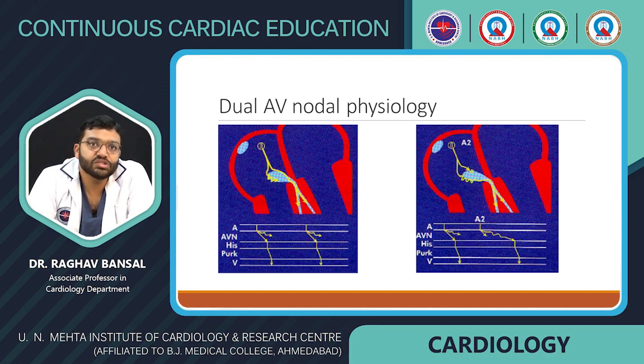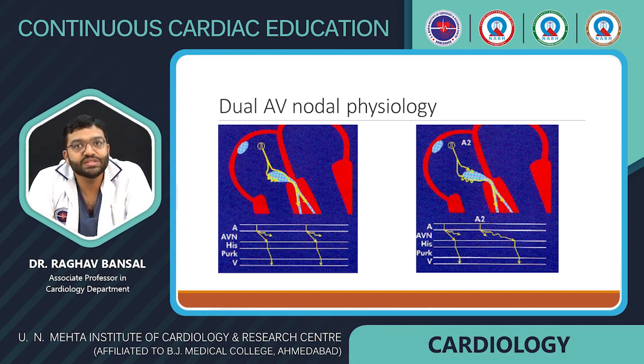So the slow pathway is slower and takes a longer time to conduct down to the ventricle, while the fast pathway is faster. So how slow, how fast? Basically there is a difference of at least 50 milliseconds of conduction between the two, and the slow pathway is defined when the AH conduction is more than 200 milliseconds. So that is defined as slow pathway.